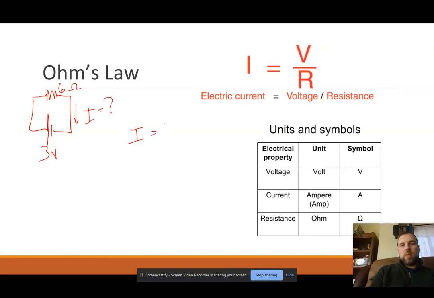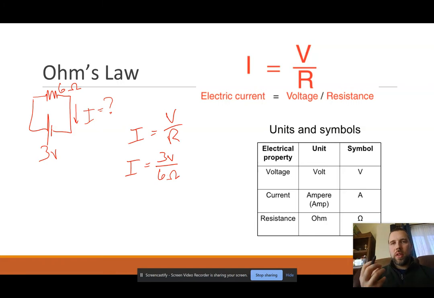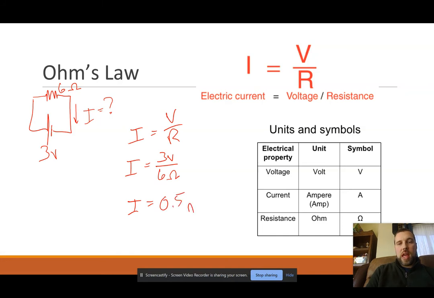Well, I equals V over R. Current is voltage over resistance. So we said 3 volts, 6 ohms. Ohms uses the Greek letter for O, the ohm symbol, the omega, Greek letter omega. And I would be 1/2 of an amp.